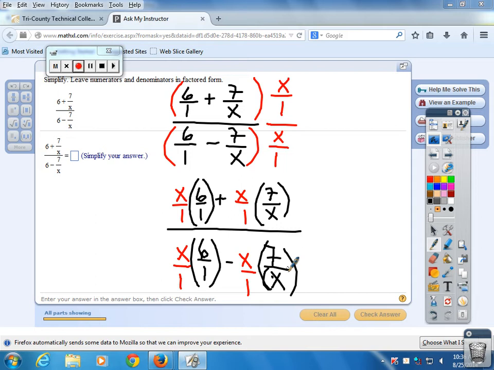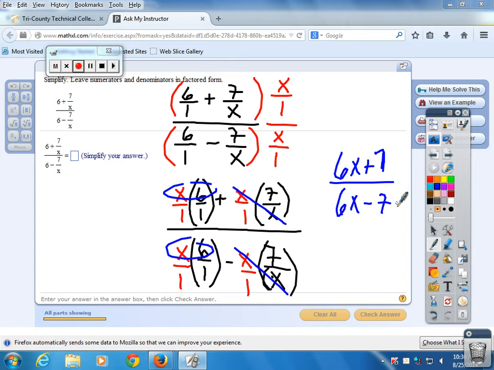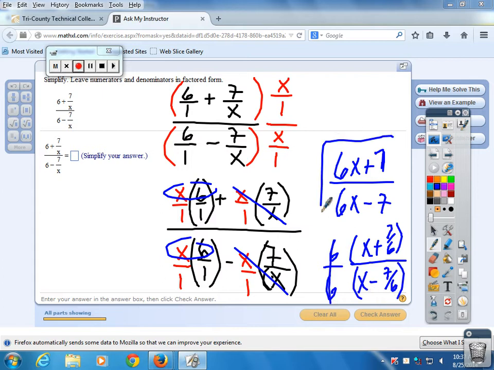Sorry. And what happens to the x's? They cancel. This turns into 6x, this turns into 6x. So your final answer is 6x plus 7 over 6x minus 7. And if you wanted to factor it out, 6 times (x plus 7/6) over 6 times (x minus 7/6). So that's your answer, but more than likely it's going to be this right now.